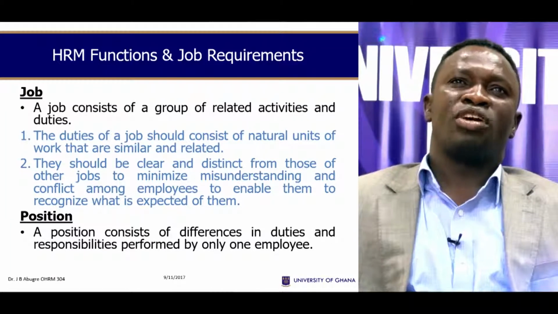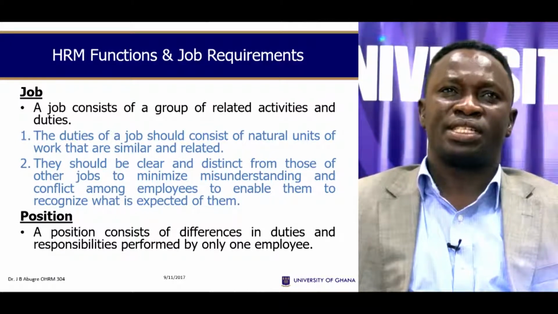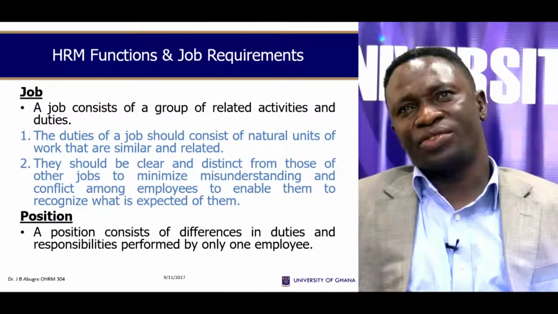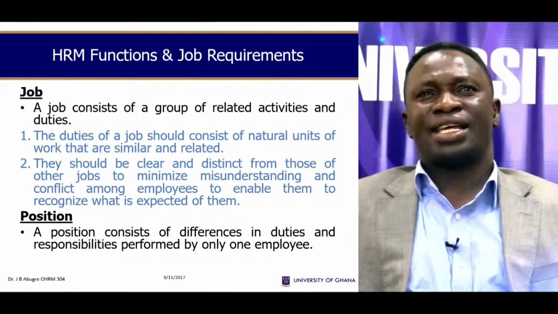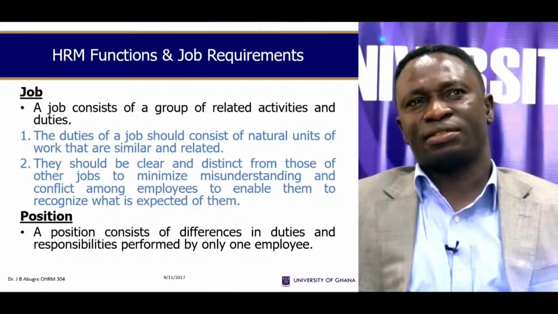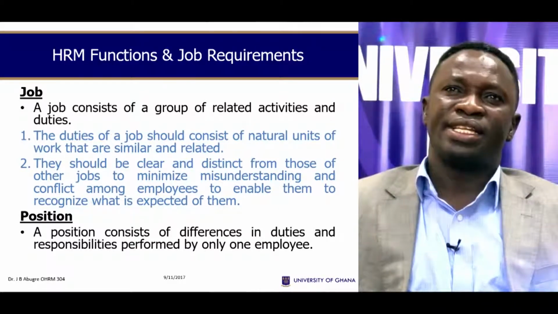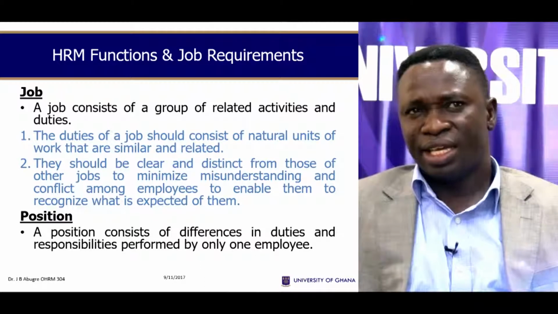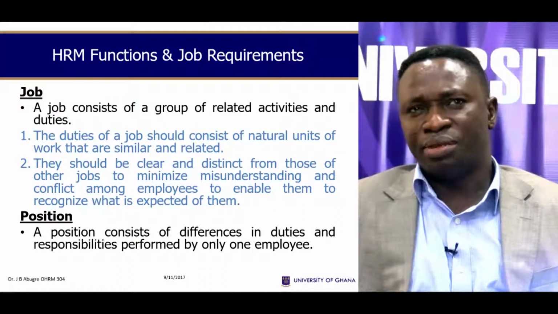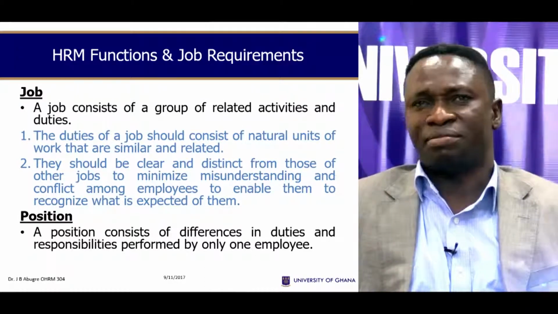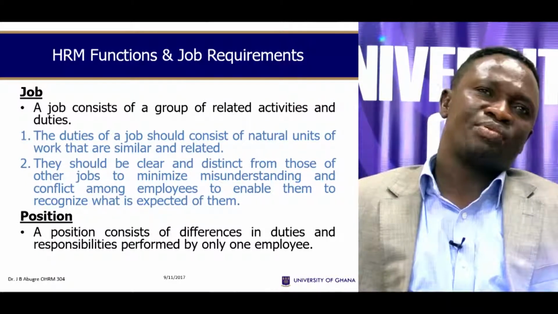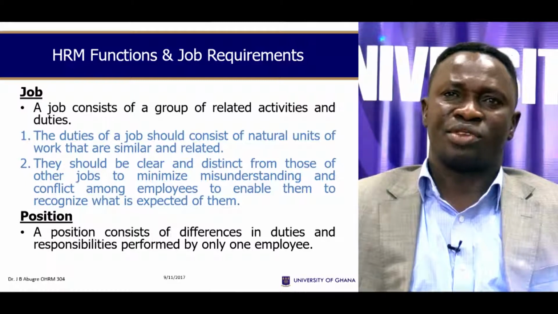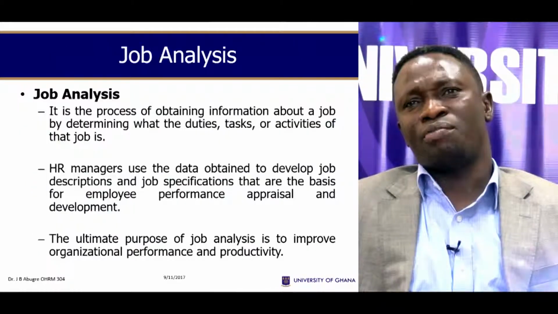What is a job? A job consists of a group of related activities and duties. The duties of a job should consist of natural units of work that are similar and related. They should be clear and distinct from those of other jobs to minimize misunderstanding and conflict among employees, and to enable them to recognize what is expected of them. So what is a position? A position consists of differences in duties and responsibilities performed by only one employee.